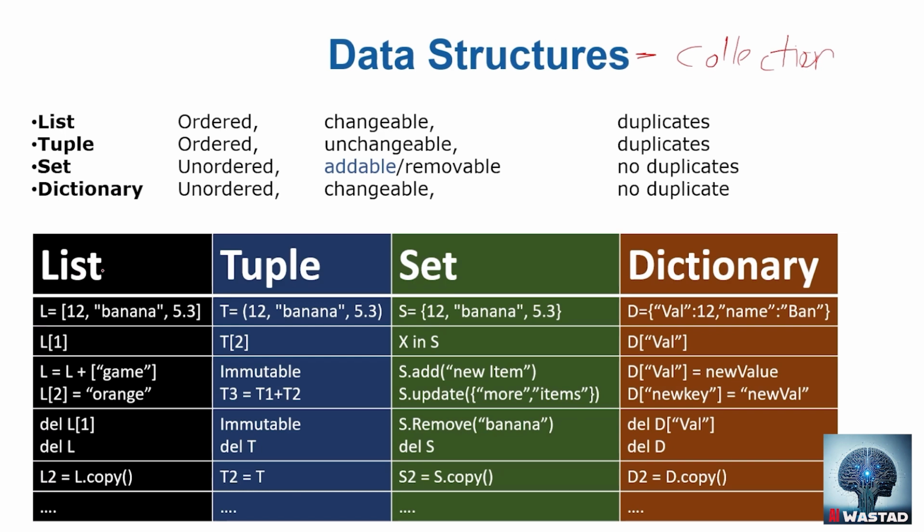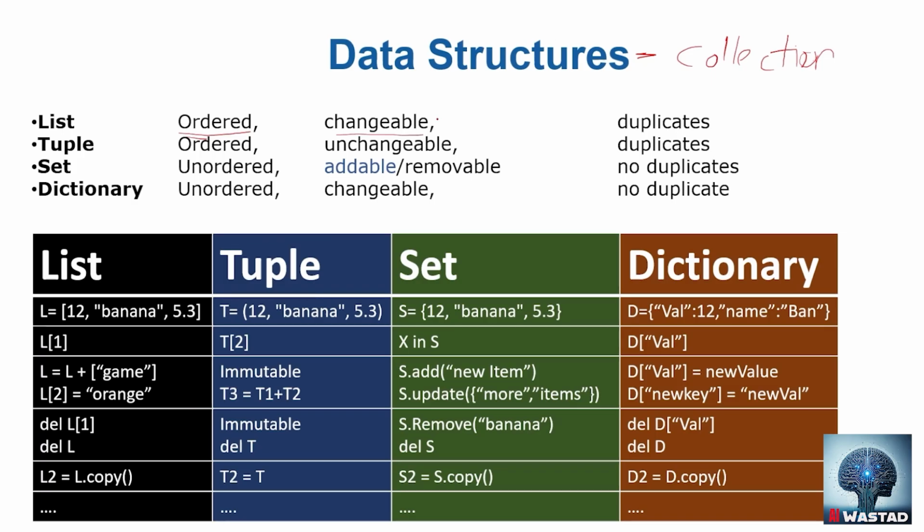So first is list. List is ordered. Ordered here means it is indexable, which means element number one is at position one. There is an ordering of elements: first element, second, third, 25th element. There is an ordering of elements with respect to their position. So that's what we mean by ordered.